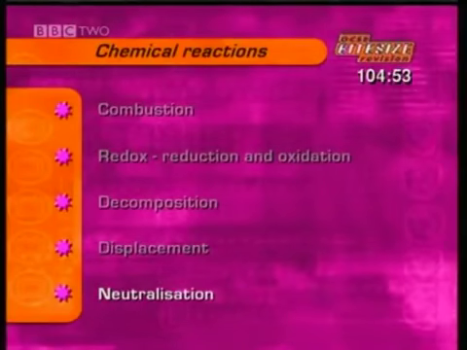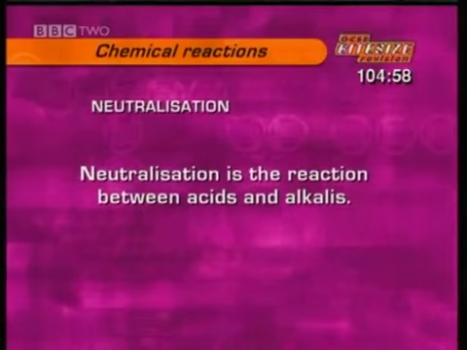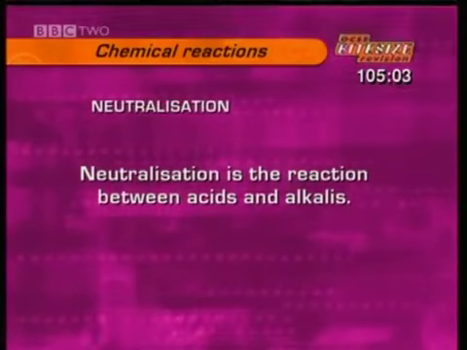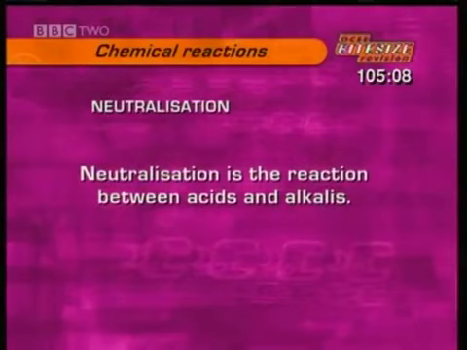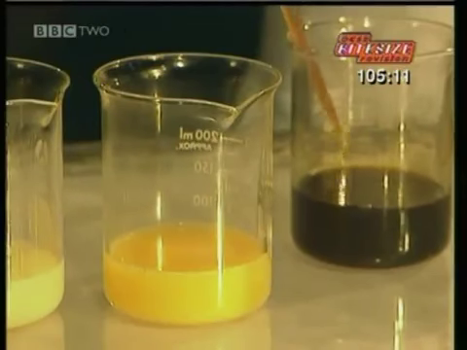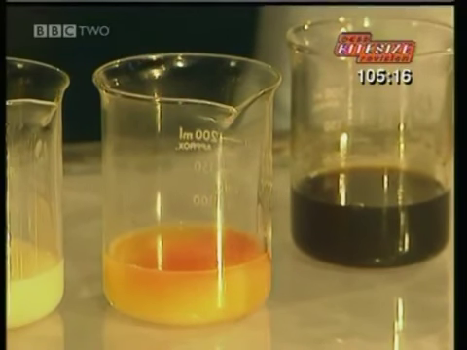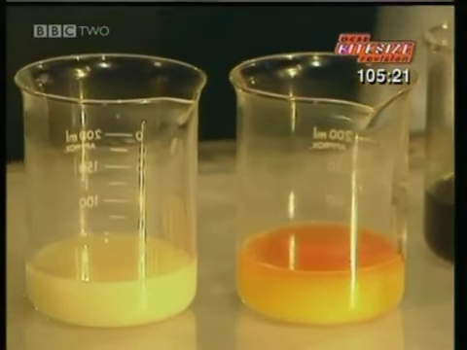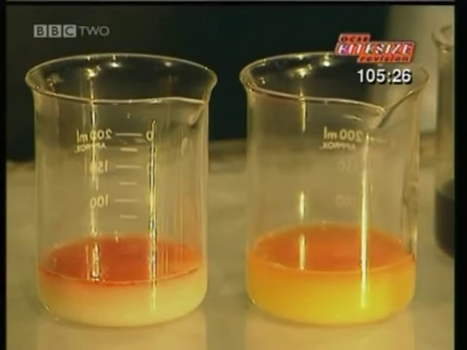Neutralization is another kind of chemical reaction you need to know about. Neutralization is the reaction between acids and alkalis. Let's remind ourselves what we mean by acid and alkali and how it's measured. If I put universal indicator in orange juice, it turns slightly red. But if I put it into lemon juice, it turns very red. And this means that lemon juice is more acidic than orange juice.